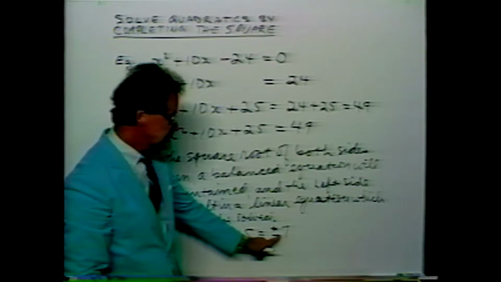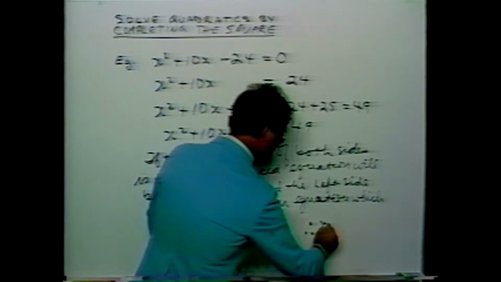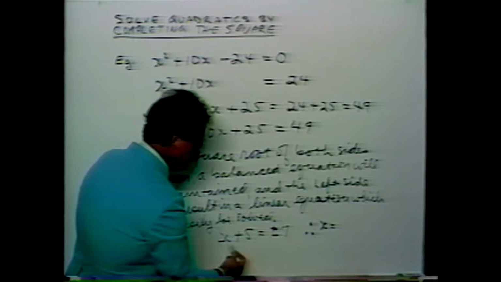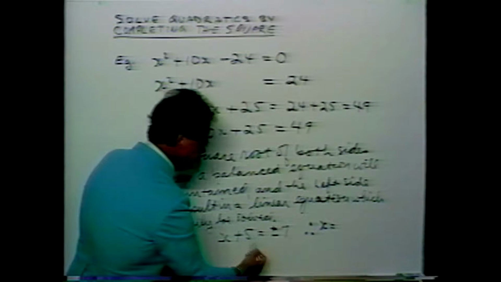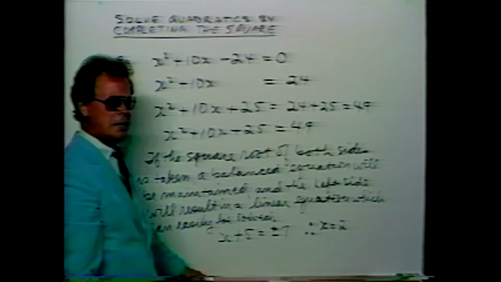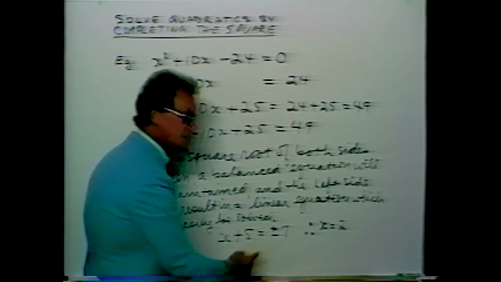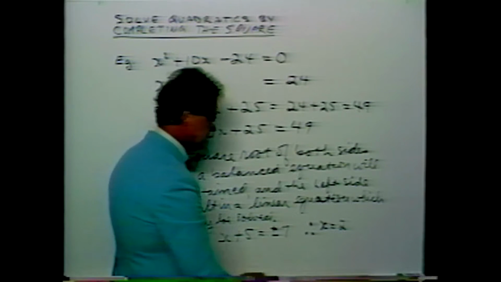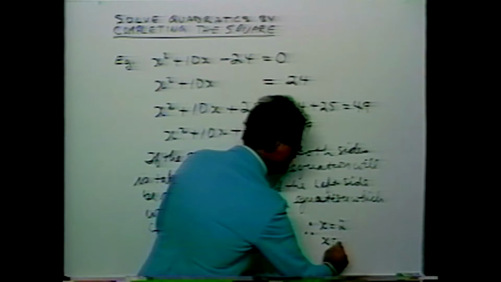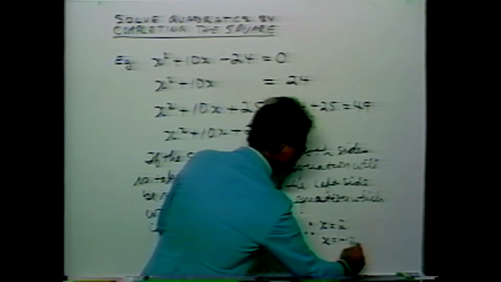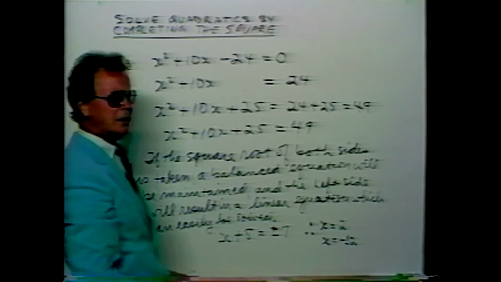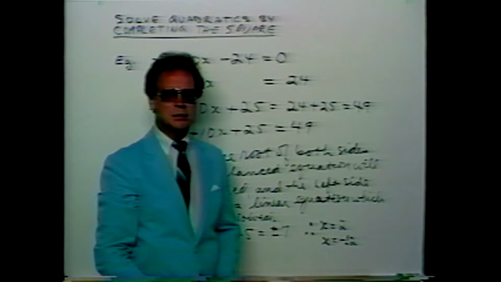First, choose the plus 7. If we take plus 7, then x plus 5 equals plus 7, and x will equal 2. Or, on the other hand, if you choose the minus 7, x is equal to minus 12. If you use the method of factoring on this trinomial, and it is factorable, you will get the same results.